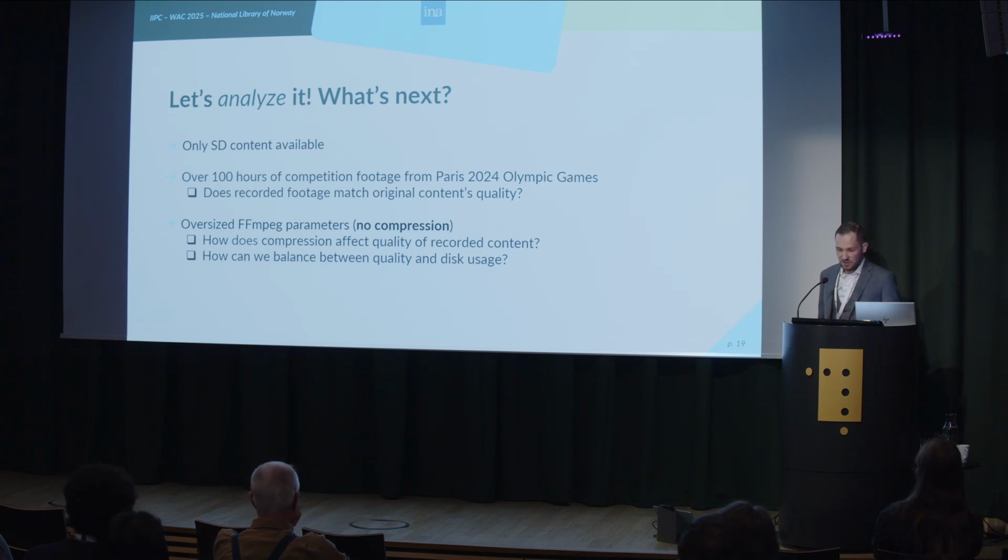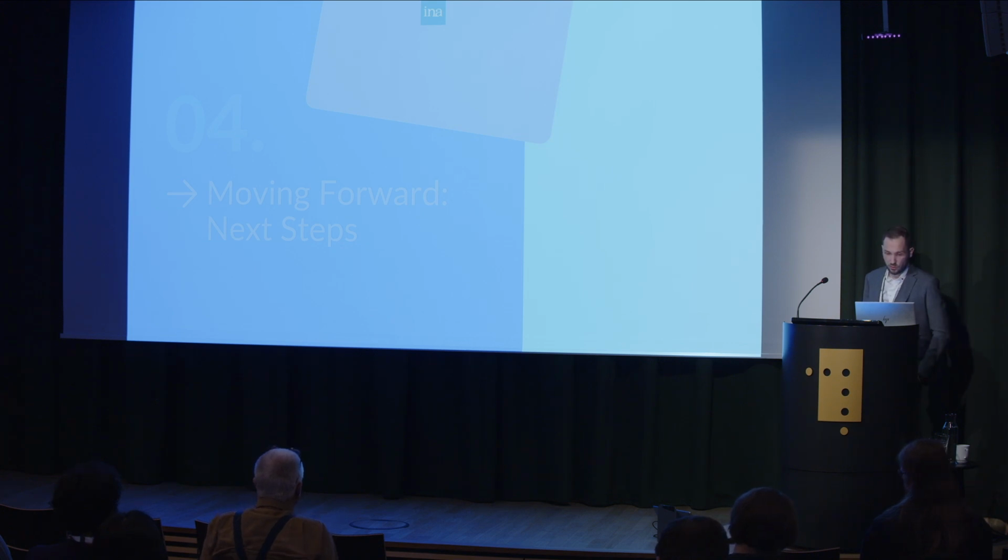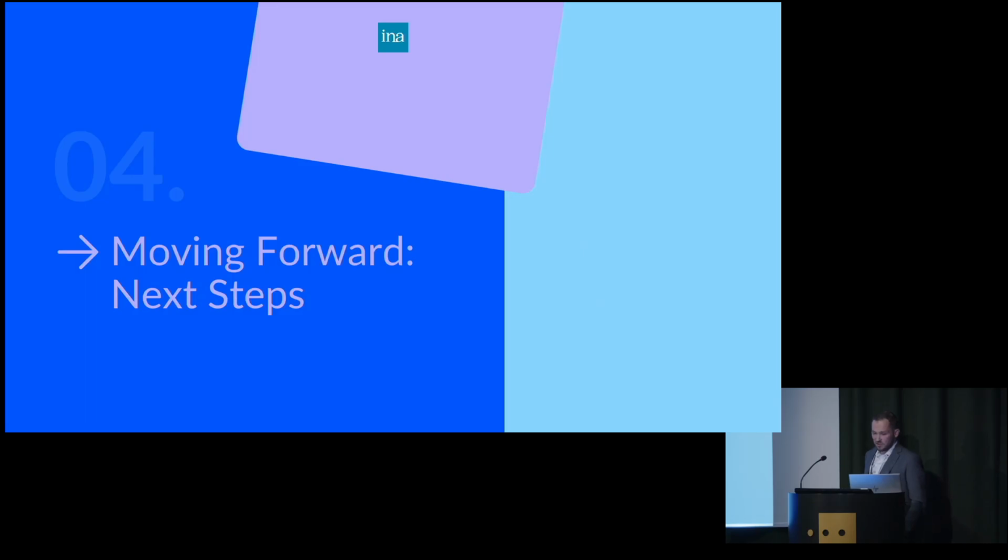We need to understand the impact of various compression settings on the recorded content to find the optimal balance. Third, what is the best balance between quality and disk usage? Testing different settings and compression algorithms will help us to achieve this balance. So now we have identified the next step. This section will focus on reflecting on strategies and solutions we can implement to effectively address these key questions.